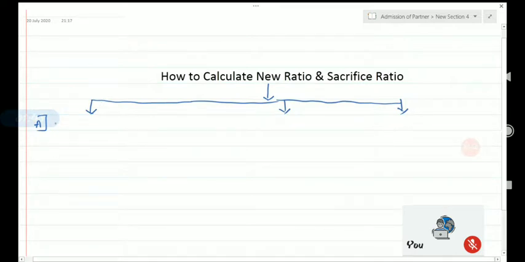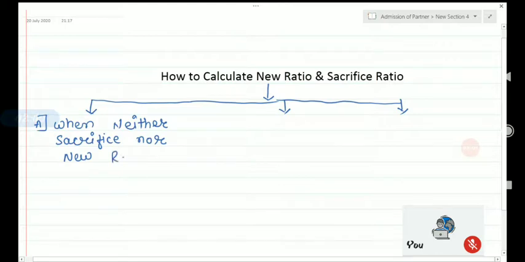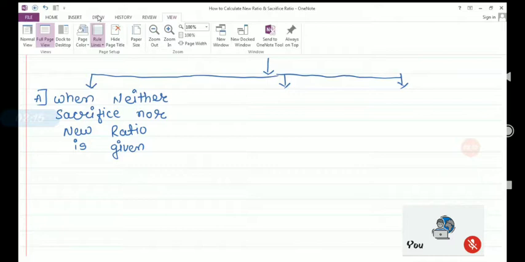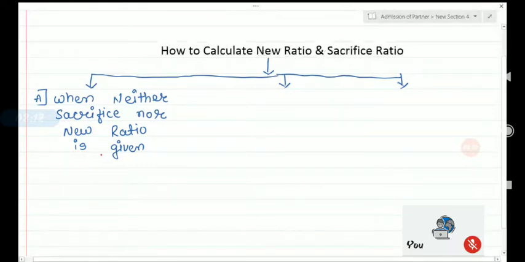Okay, the first point is that it is very easy and sometimes you don't need to calculate anything, when neither sacrifice nor new ratio is given. Now as per my opinion it is the easiest way, because neither you have new ratio nor sacrifice ratio, means you don't have any material for the calculation of new ratio or sacrifice ratio.